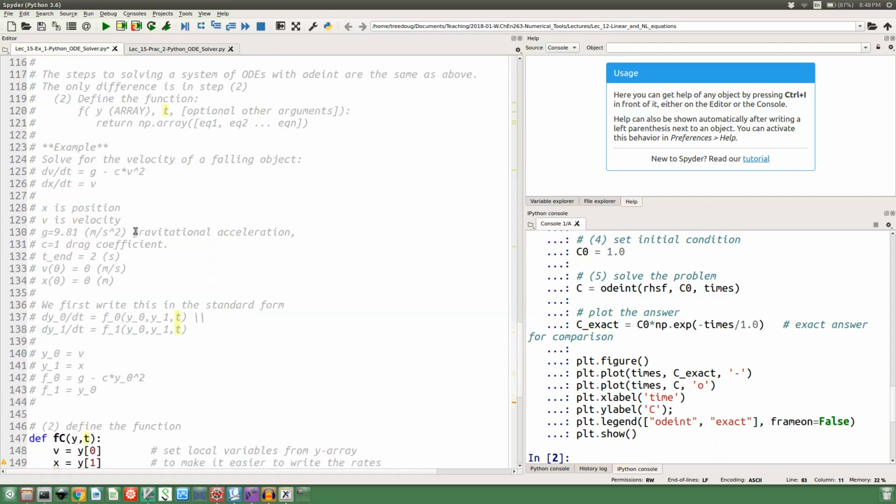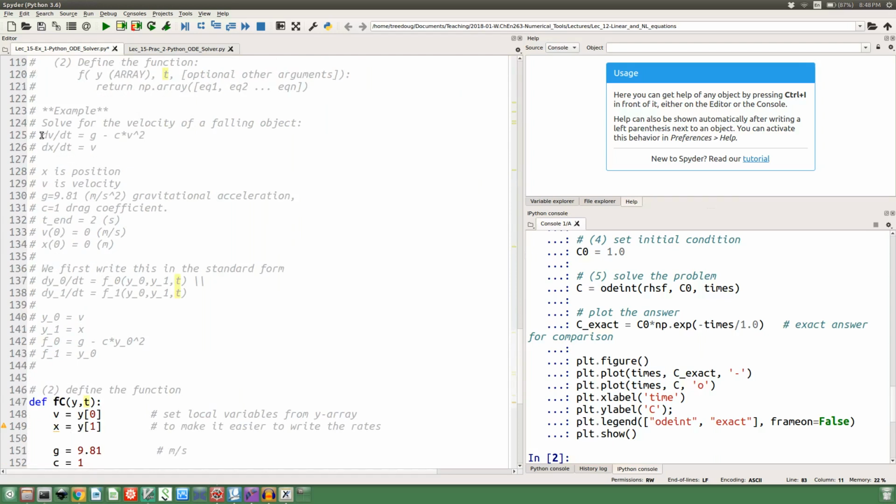So for an example, I'm going to do something where we have two rate equations. We have dv/dt equal to g minus c v squared, and dx/dt equal to v. So this is the velocity of some falling object, where x is the position and v is the velocity. g is the gravitational constant, and c is a drag coefficient. We're going to integrate this starting at v equals 0 and x equals 0, and we'll have t at the end be equal to 2.